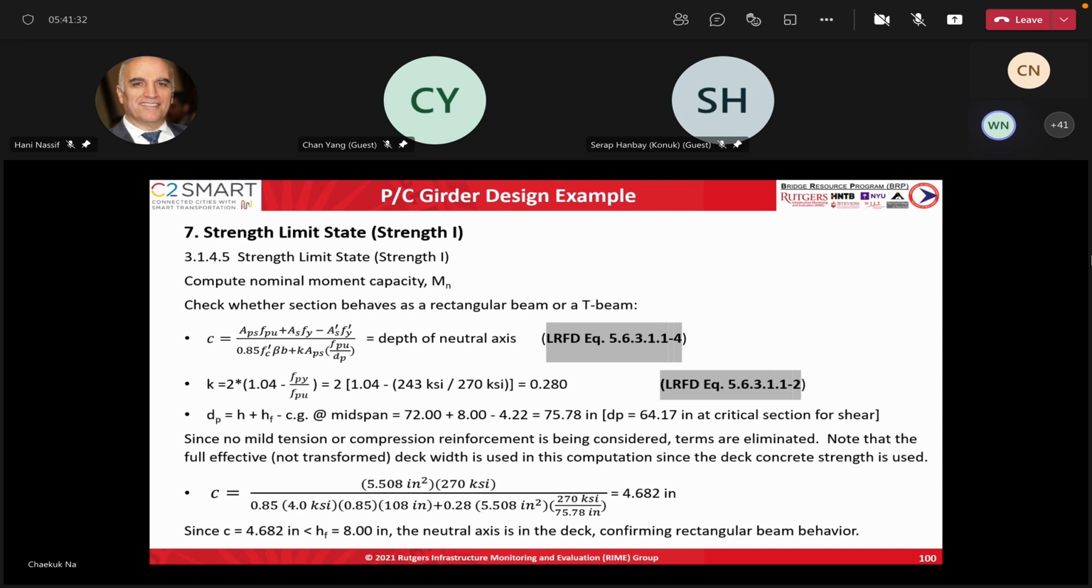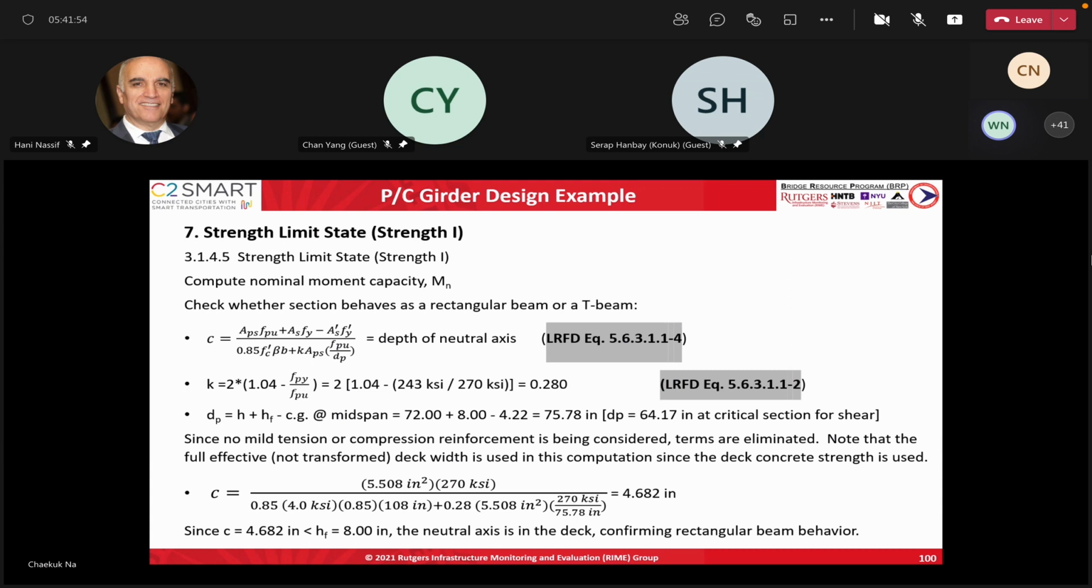design at the strength limit state. Now, having the same number of tendons, these tendons are used. We have their properties. They are used to compute the strength of the section at the critical section. Now, how do we do it?